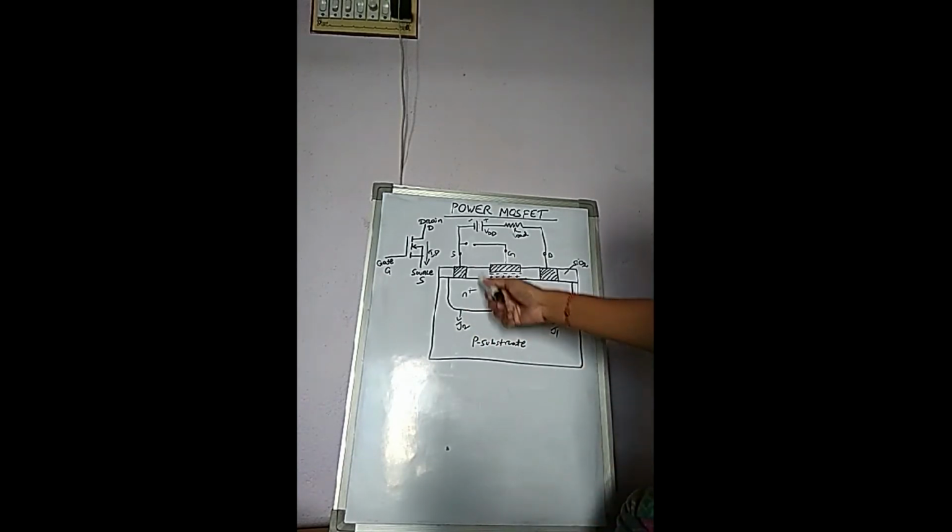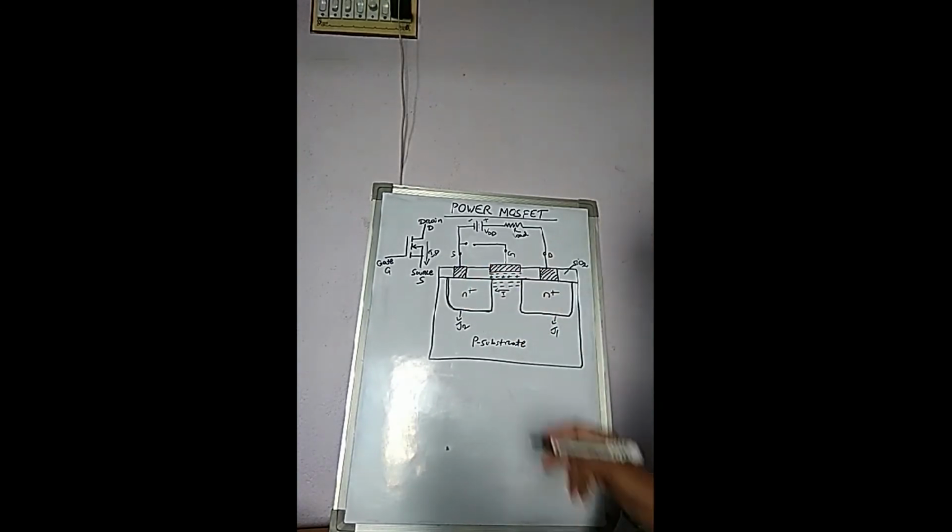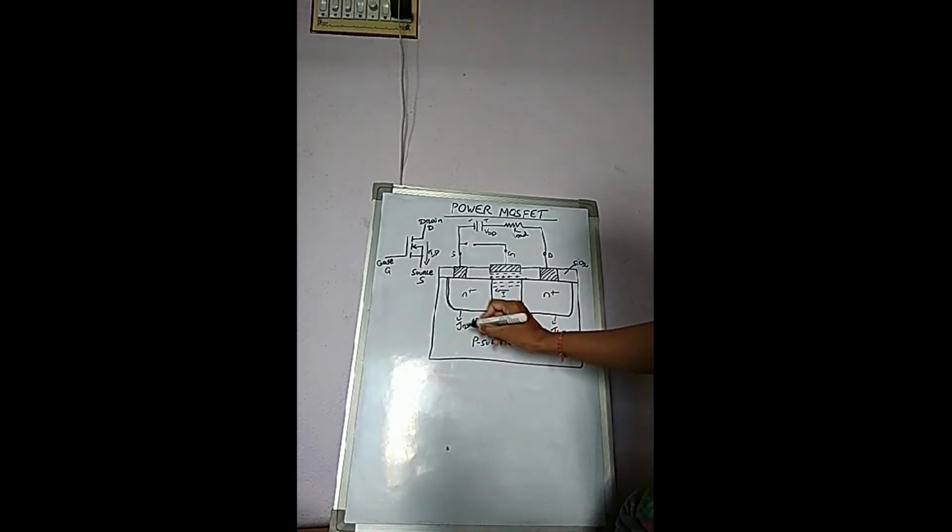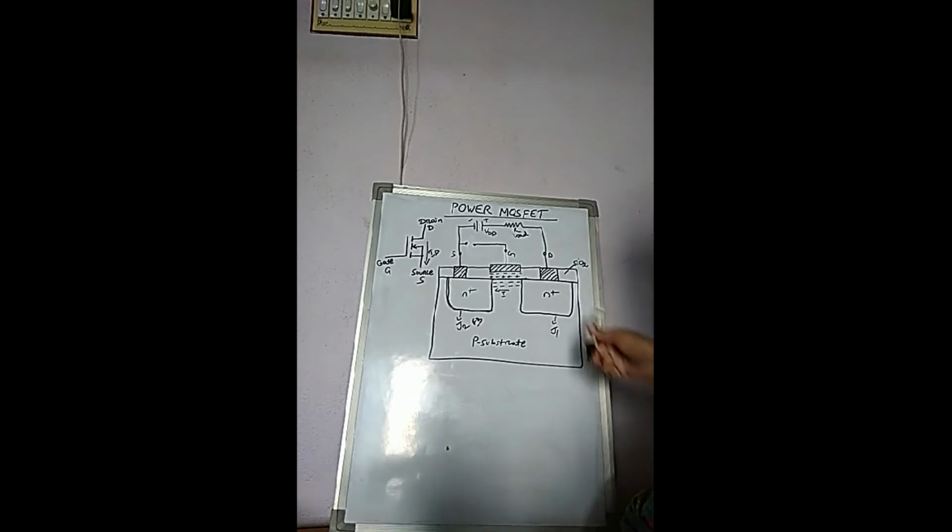Okay, so if minus is connected to this N plus region, that means this part forms a junction J2, and this junction is forward biased. But this N plus is connected to the plus terminal. That's why this N plus and P junction, J1, is the reverse biased junction. Due to this reverse bias, what happens? There is no current flowing from drain to source.